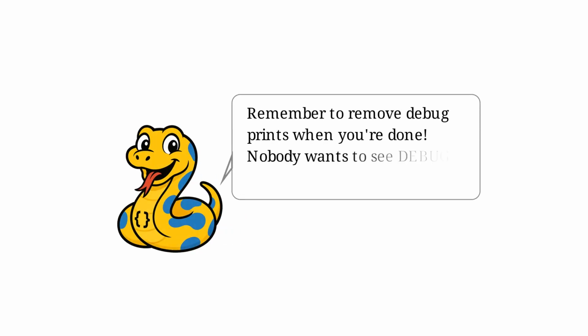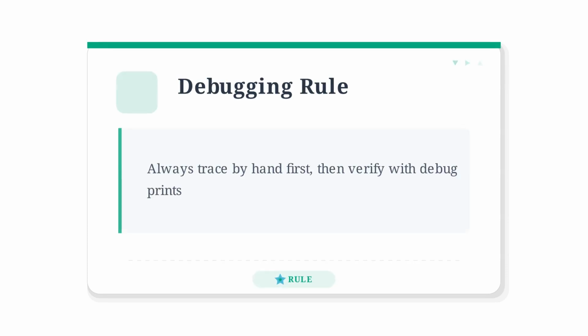Quick reminder, always remove those debug prints when you're done. Nobody wants to see debug messages in the final program. Here's a golden debugging rule. Always trace by hand first, then verify with debug prints. This builds your mental model and helps you spot patterns and mistakes.